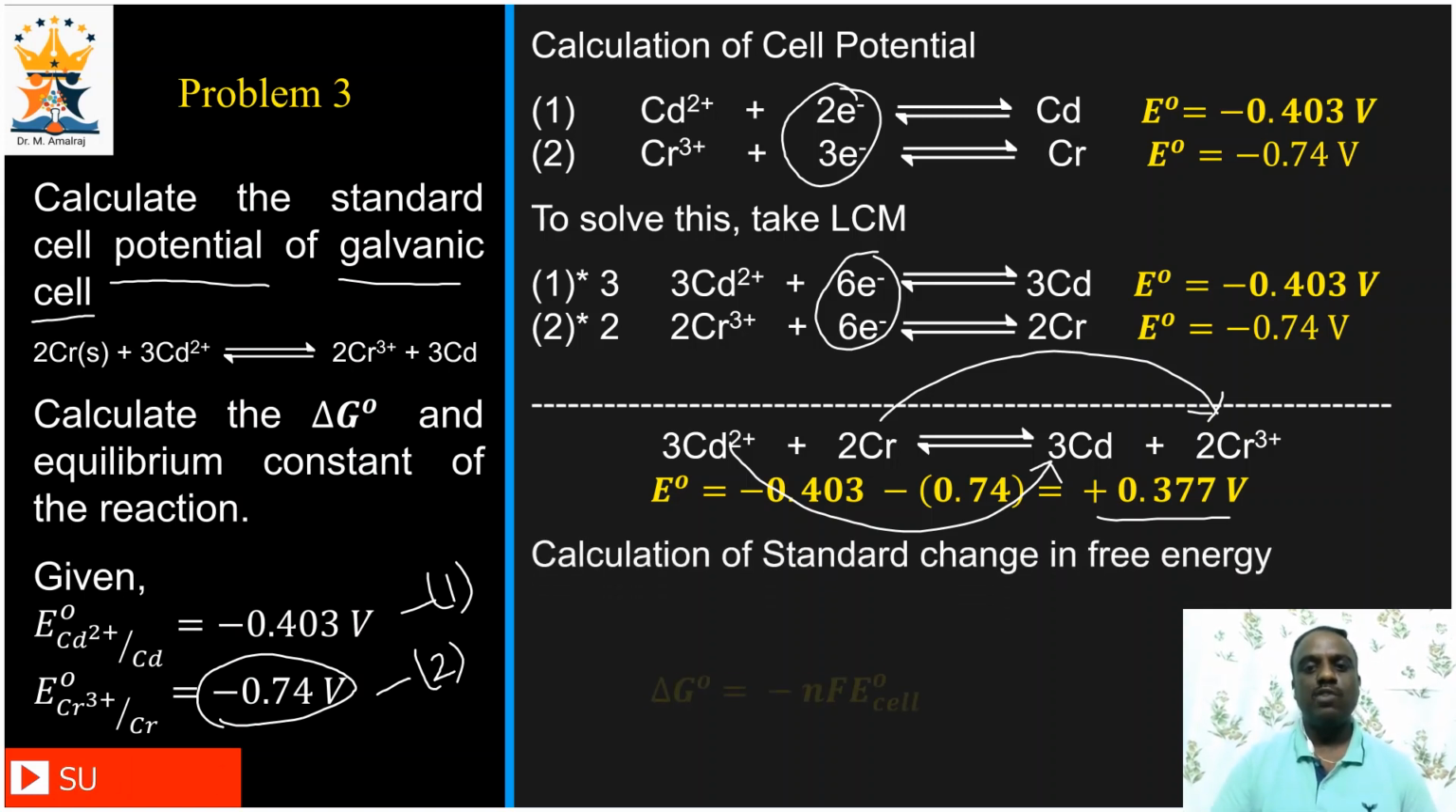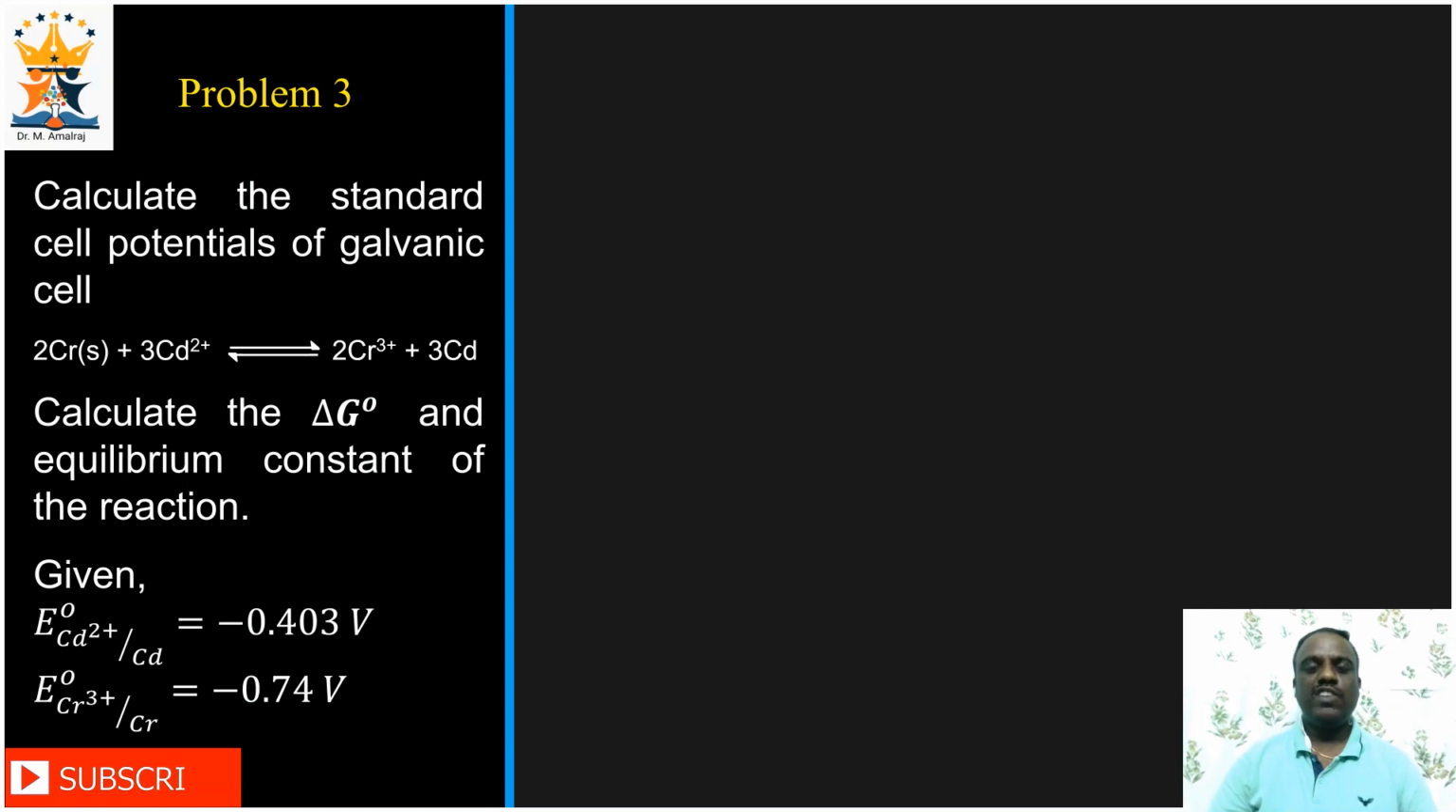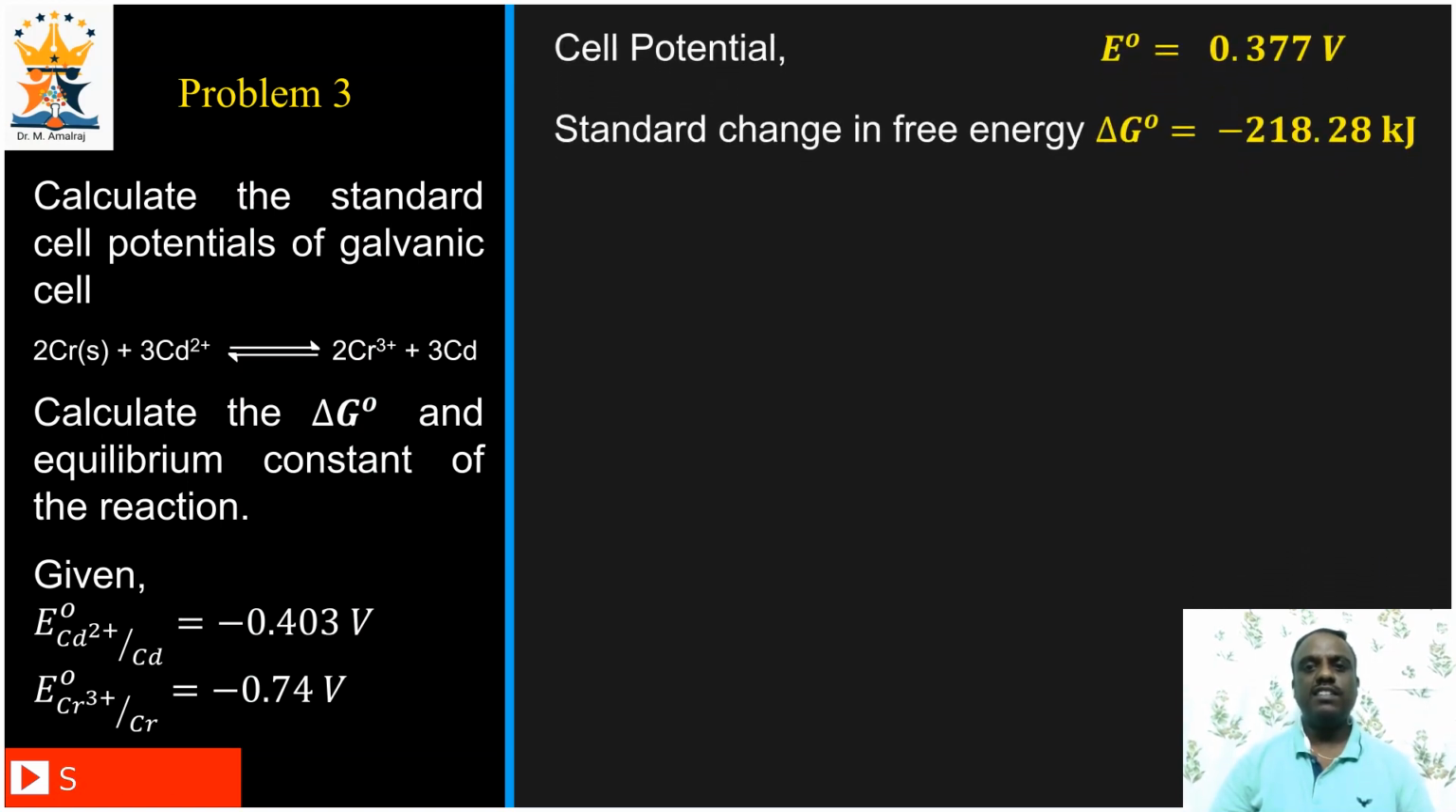So we can easily calculate delta G naught. So delta G naught is equal to minus nFE naught. So n is 6, F is Faraday's constant, and E naught is the calculated one, that is 0.377. So we can calculate delta G naught and we can convert into kilojoules by dividing by 1000. So we have calculated the cell potential as well as the delta G naught.